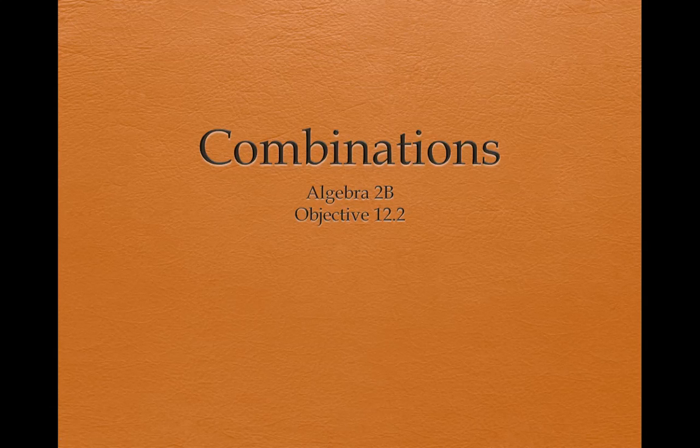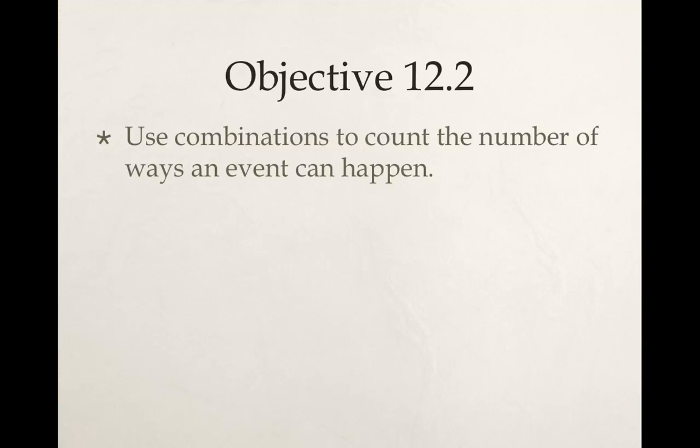Objective 12.2, Combinations. In Objective 12.2, we're going to use yet another method to count the number of ways an event can happen. We've had the counting principle, we've had permutations, and now we're adding the method called combinations.